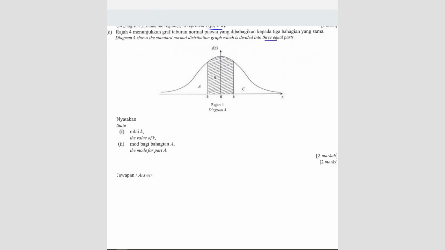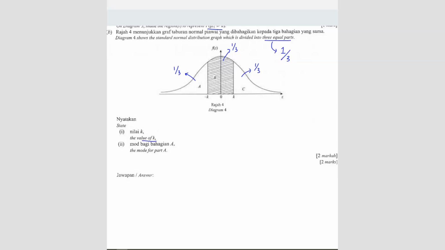Now, 3 equal parts, what does that mean? It means that the total probability is 1, right? So if you divide the 1 into 3 equal parts, each part is going to be 1 over 3. So the area of this side is 1 over 3, here is also 1 over 3, here is also 1 over 3. The question is asking to find the value of k. So k is either here or here. I'm going to show you two ways to solve this.